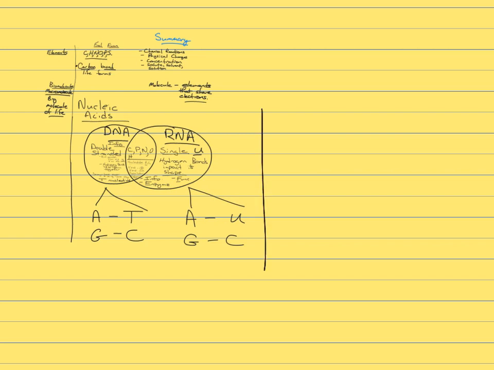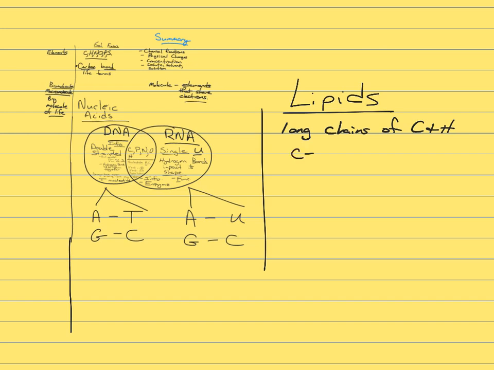Now let's go ahead and talk about another one. All right, lipids. What are lipids? Fatty acids are an example of lipids. So they're long chains of what? All right, hydrocarbons. They're long chains of carbon and hydrogen, right? So there's carbon, carbon, carbon, carbon, carbon, and then there'll be hydrogens on it.